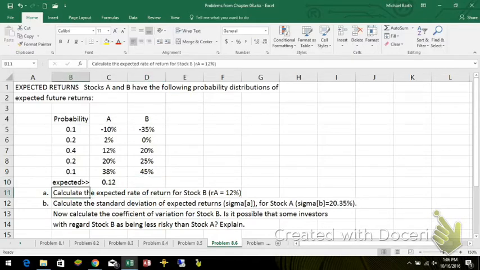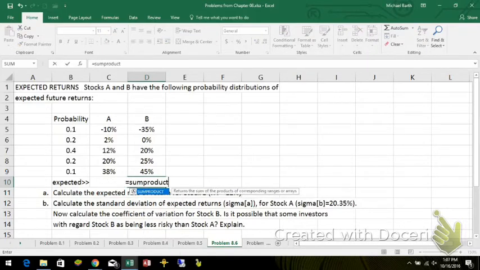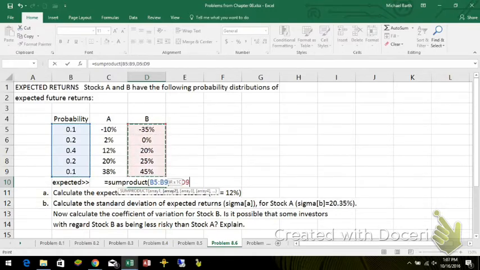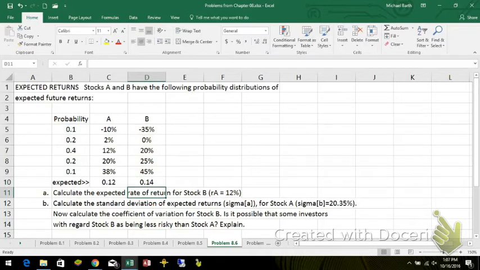Calculate the expected rate of return for stock B. In parentheses, I tell you that the rate of return for stock A is 12%, 0.12. So that's just a check number to make sure you don't do it wrong. Using the sum product function, the probabilities times the rate of return. And so the rate of return for stock B is expected to average 14%.